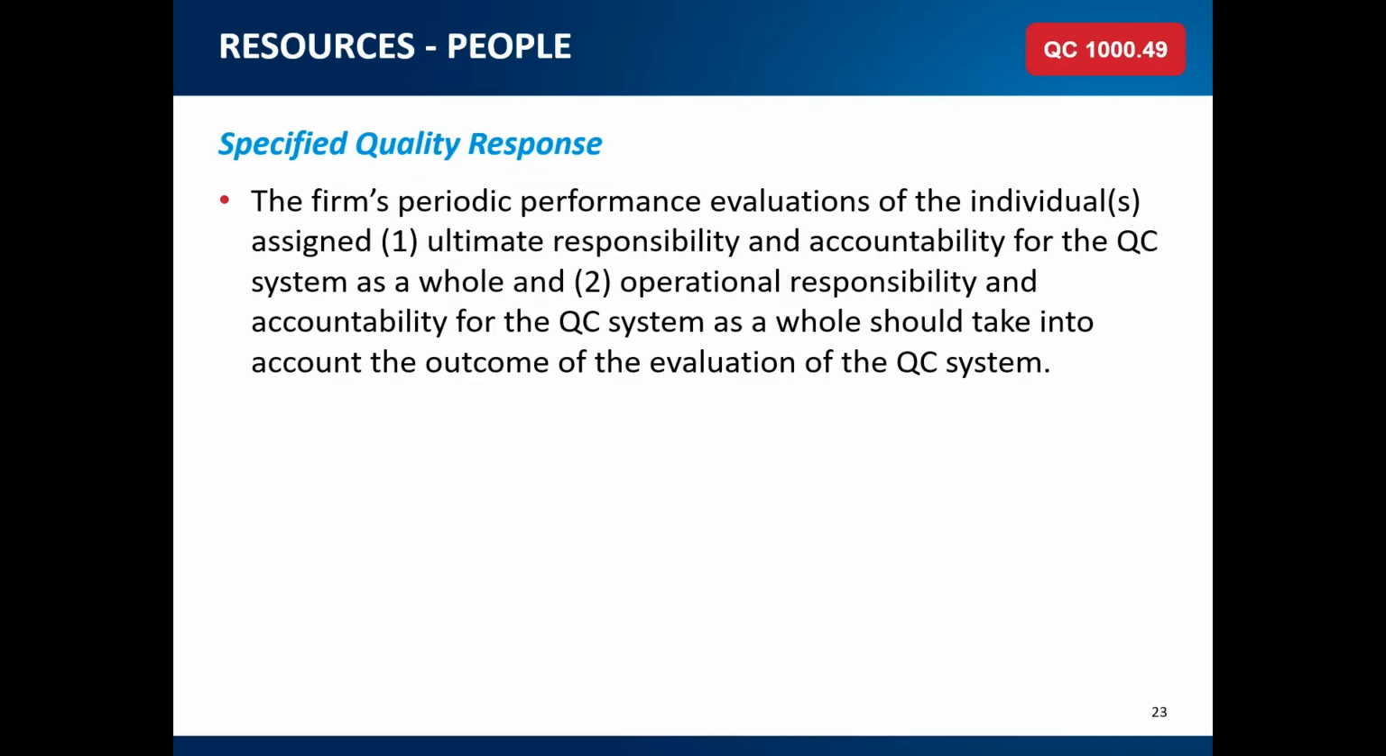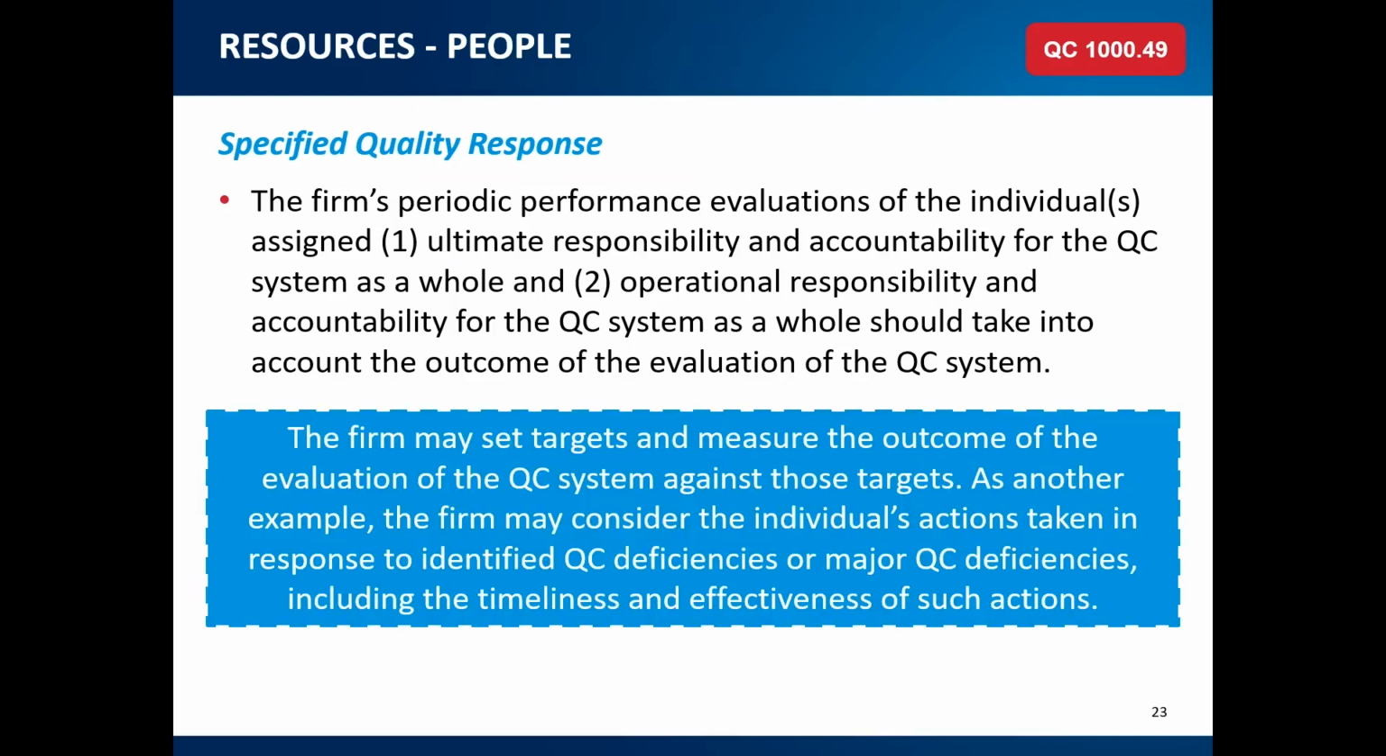Evaluation of a firm's QC system is addressed in paragraphs 77 through 78 of the standard. And as a reminder, QC 1000 is not prescriptive regarding the firm's periodic performance evaluation for individuals in oversight roles. And a firm has flexibility in determining its approach to comply with this specified quality response. For example, the firm may set targets and measure the outcome of the evaluation of the QC system against those targets. As an example, the firm may consider the individual's actions taken in response to identified quality control deficiencies and major QC deficiencies, including the timeliness and effectiveness of such actions.